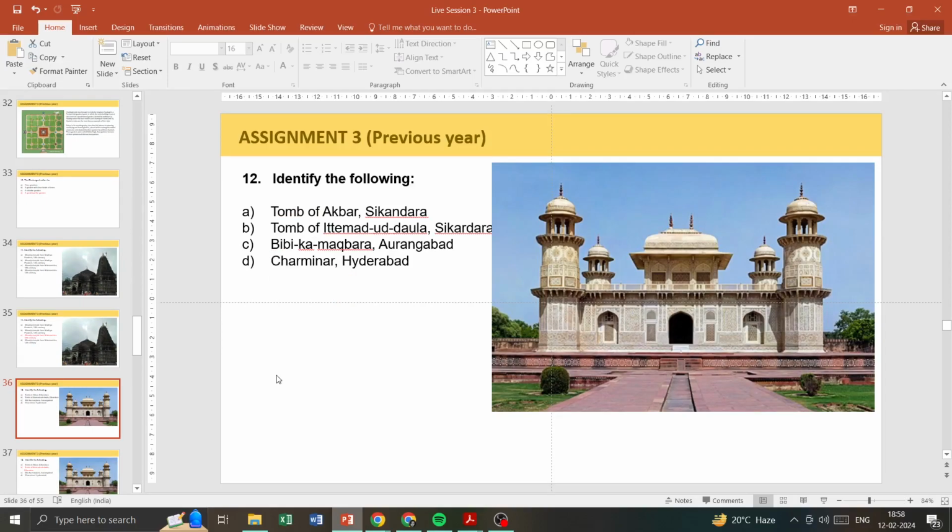Next is that this image has been given, and you are asked to identify the building. So the options are Tomb of Akbar, Sikandra; Tomb of Ittimad ud Daula, Sikardara; Bibi ka Maqbara, Aurangabad; Char Minar, Hyderabad. So if you guys are familiar with other buildings, then you would be able to identify it. But in case you are not, this is definitely not Char Minar, Hyderabad. This is not Bibi ka Maqbara, because Bibi ka Maqbara has been heavily inspired by Taj Mahal, cladded in marble. And then Tomb of Akbar I just showed you. So this is Tomb of Ittimad ud Daula, Sikardara.